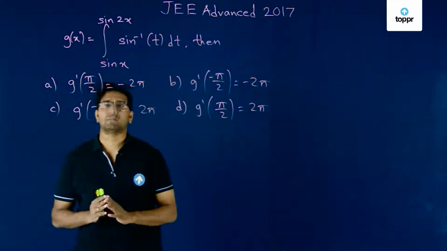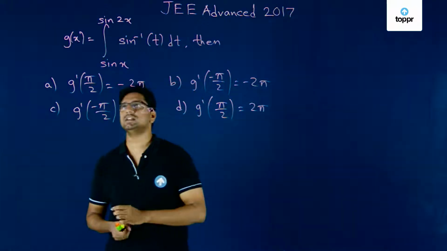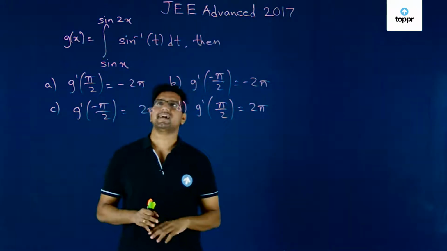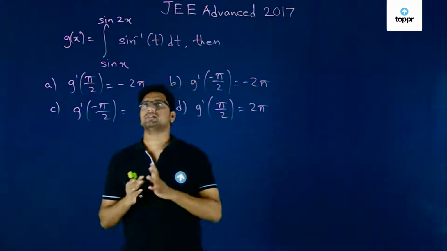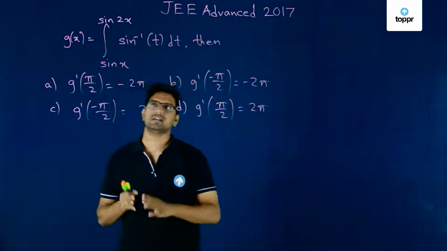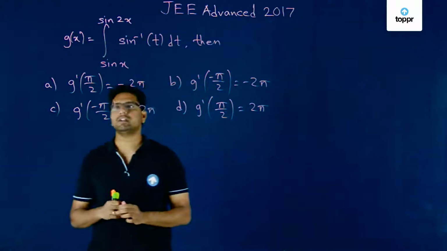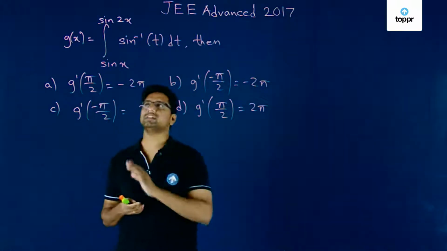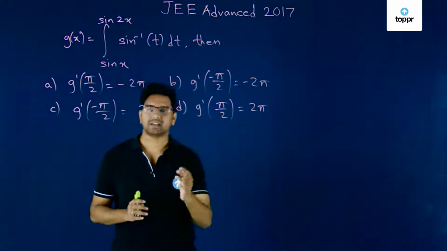Have a look at this problem. It's a problem from calculus from JEE Advanced 2017. So function g is defined in terms of an integral, and the lower and upper limits of the integral are in terms of sine of the variable x. Now what we need to find is the derivative of this function g at the points pi by 2 and minus pi by 2.